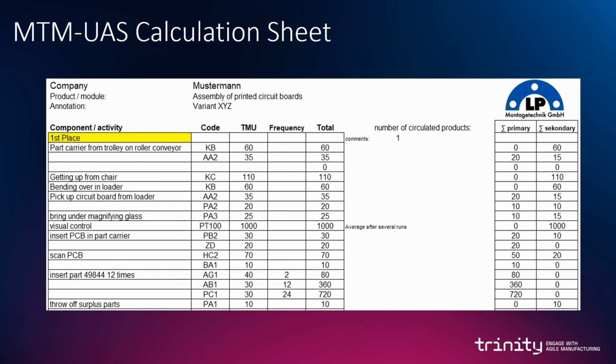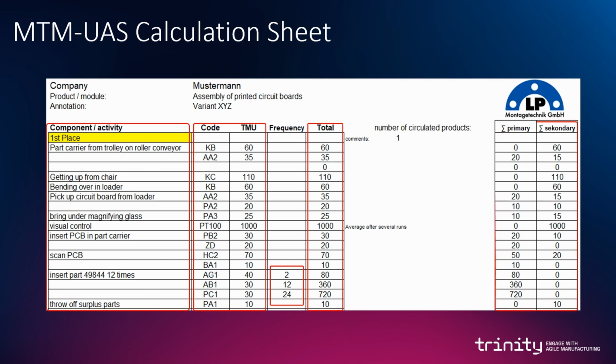How to use our MTM UAS calculation sheet. The left column describes the components and the task steps. In the next column, enter the MTM UAS code, and the next column on the right side displays automatically the TMU value. In the next column, enter the frequency if it's more than 1, and the last column shows the total amount of this row.